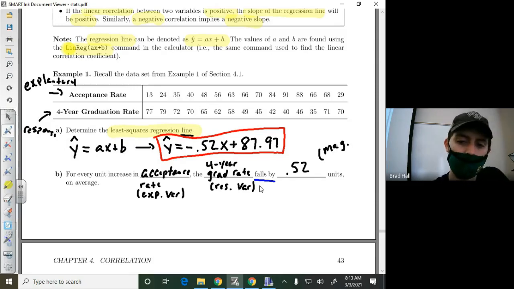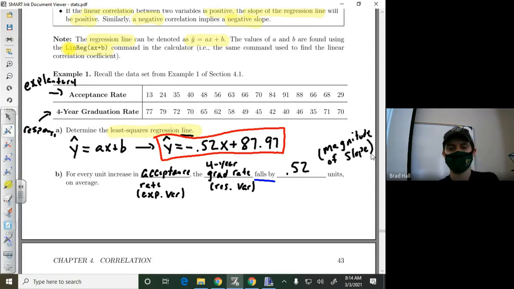So the magnitude of the slope, because they already said falls by, which implies the negative in words.